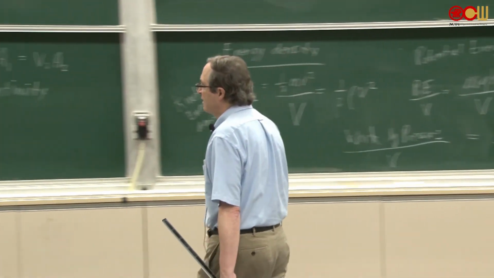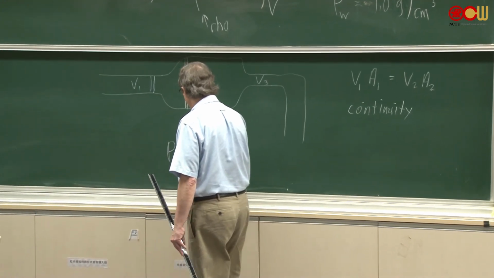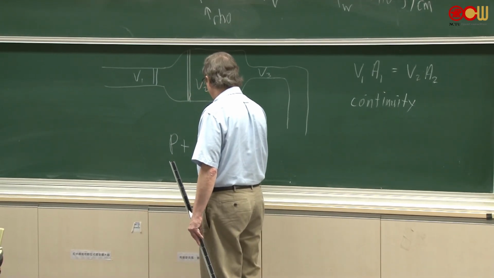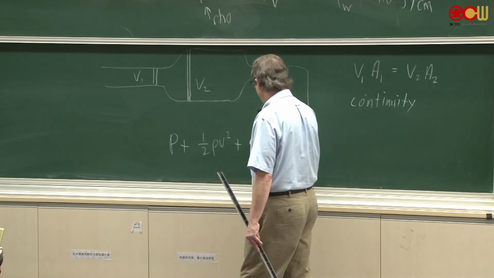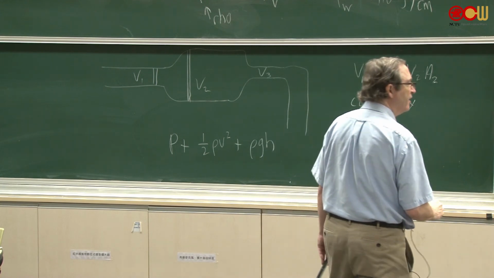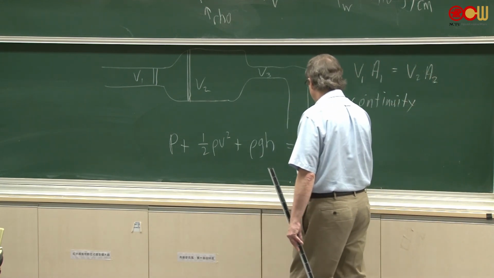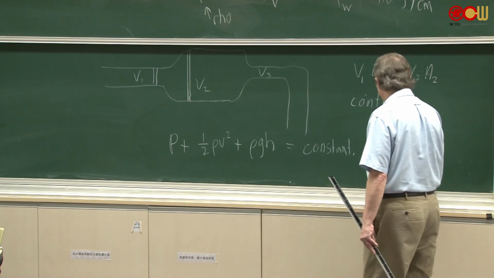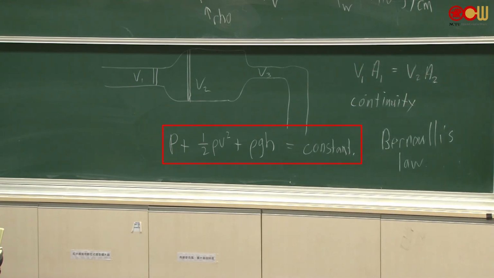All right, so we get this equation. P plus 1/2 rho v squared plus rho gh. Is that what I got there? Rho gh, yeah. Is constant. All right, and this is called Bernoulli's. So you have this result here, and we have this result here.